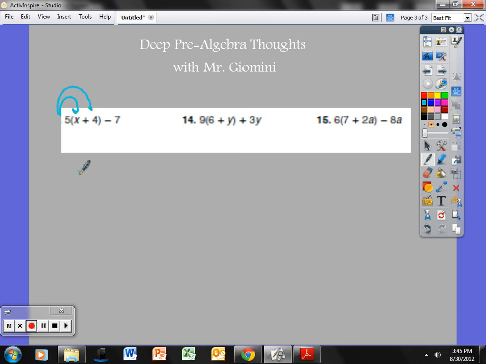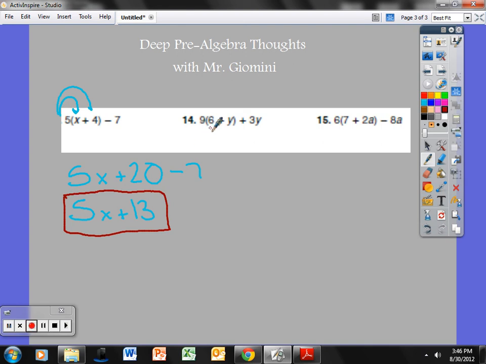So 5 times x is 5x. Plus 5 times 4 is 20. That's where kids will make their mistakes. They'll forget to multiply that 5 times a 4. Minus 7. Okay, can I simplify this at all? I absolutely can. 5x's cannot be combined with anything else, so it stays 5x. 20 minus 7 gives me 13, and it is a positive 13. I do not like this color. I will switch. Let's try this color. And that's the simplified form. I cannot simplify that anymore, so I am done.